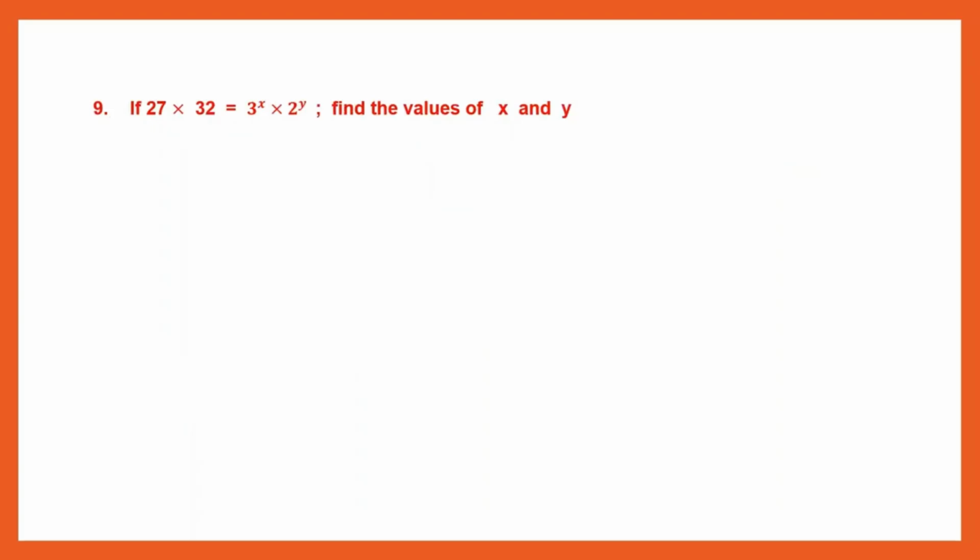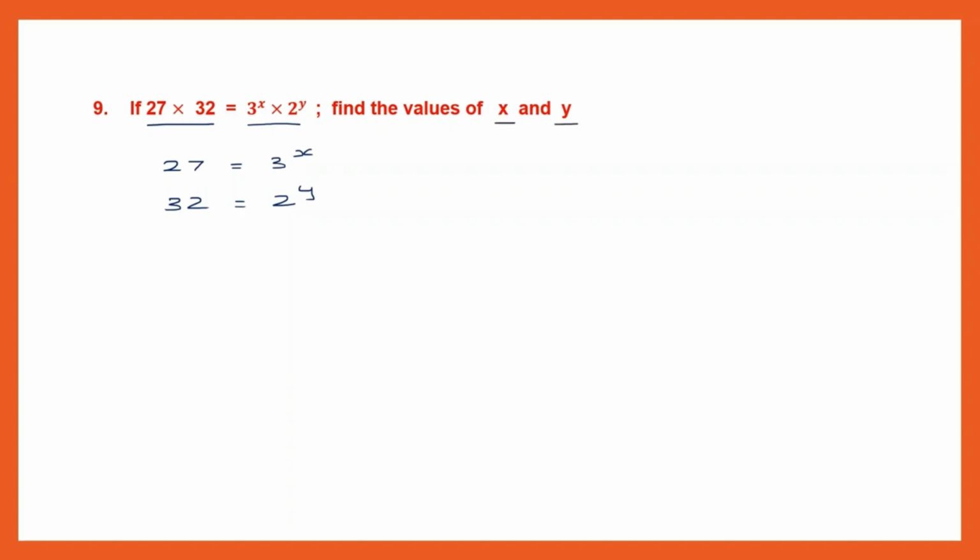Question 9. If 27 into 32 is 3 raised to the power of x into 2 raised to the power of y, find the values of x and y. So here they told us 27 into 32 is equal to 3 raised to the power of x into 2 raised to the power of y. That means 27 is equal to 3 raised to the power of x and 32 is equal to 2 raised to the power of y. Now we need to find the values of x and y.